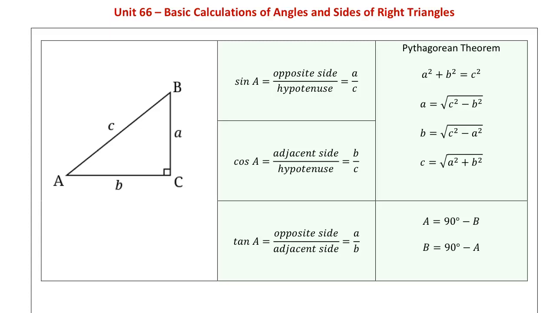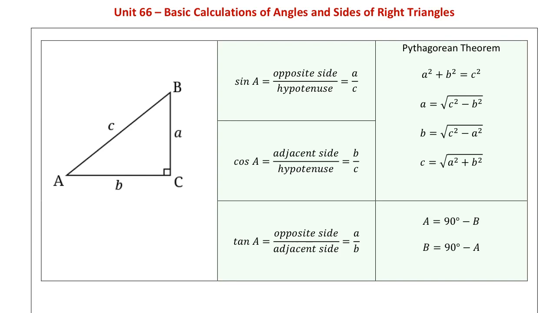Hello, we are on Unit 66, Basic Calculations of Angles and Sides of Right Triangles. In this section we will solve triangles, and this means that if we are given some sides or some sides and some angles, we will be working on finding the rest of the sides and the rest of the angles. To the right we have the formulas we will need to use to solve triangles.